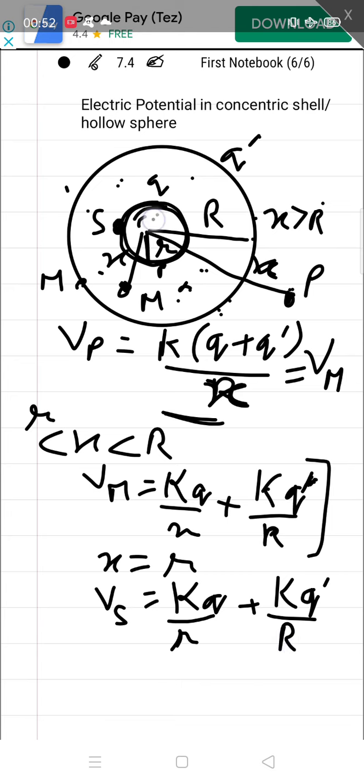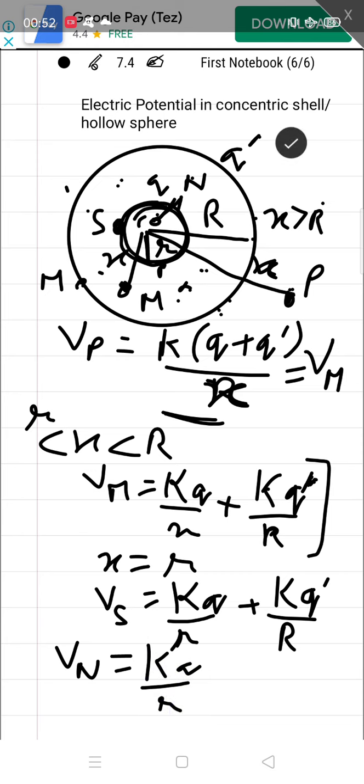Now if we take this point inside here and let us call this point n, then the potential at n will be equal to kq by r, because this point n is on an equipotential surface inside the smaller sphere, plus kq dash upon R, because of the same reason the point n is also enclosed in the outer sphere. So these are the expressions.